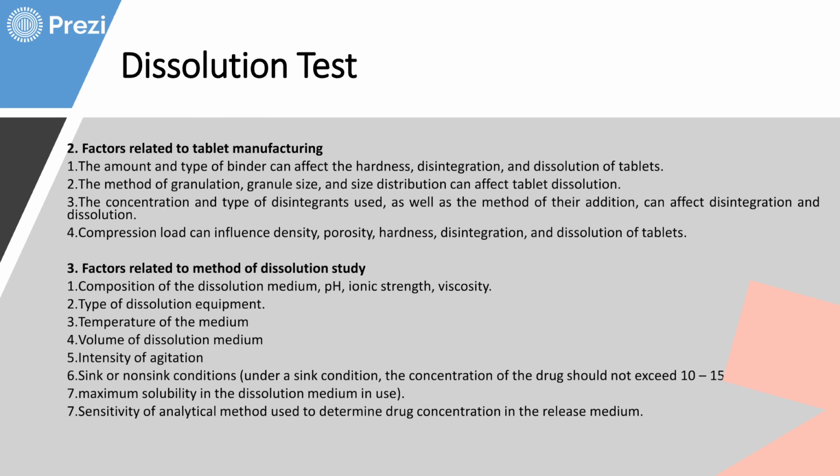Next, we move on to the third factor, the factors related to the method of dissolution study. The composition of the dissolution medium, pH, ionic strength and viscosity also influence the dissolution properties. Then the type of dissolution equipment, temperature, volume of the dissolution medium, intensity of agitation, sink or non-sink conditions, solubility, and sensitivity of the analytical method. All these factors basically influence the dissolution test results.